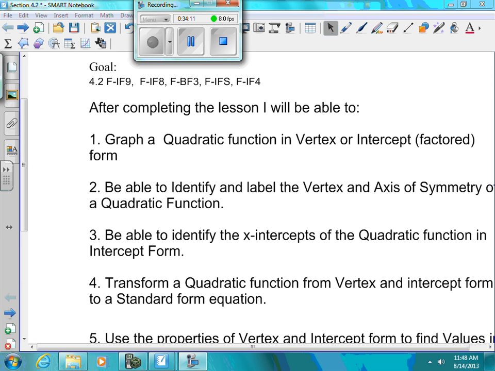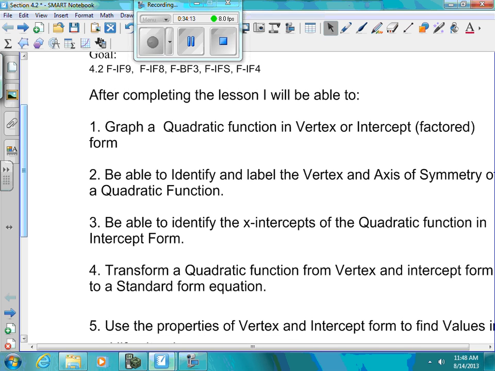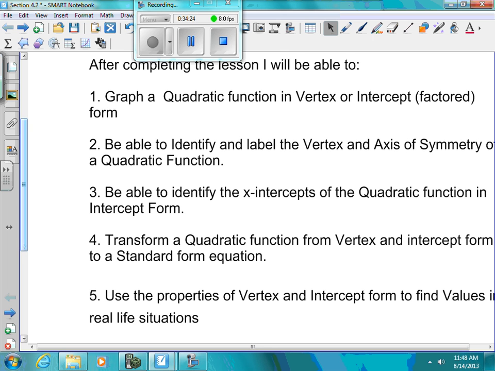So let's wrap this lesson up. Let's see, did we hit the targets we're looking for? Hopefully you are able to graph a quadratic function in vertex or intercept form. We covered a few problems with that. If you're still having problems, go back and look that over. I'll come with questions tomorrow. Be ready to practice tomorrow as well.